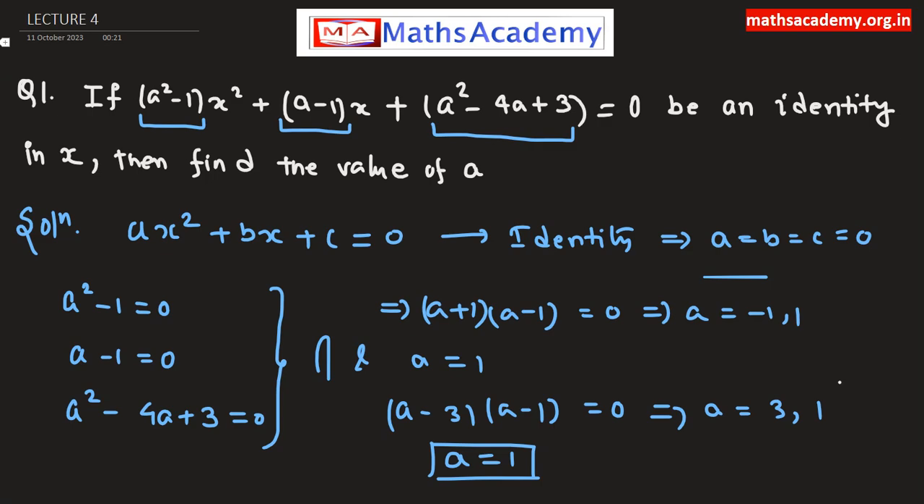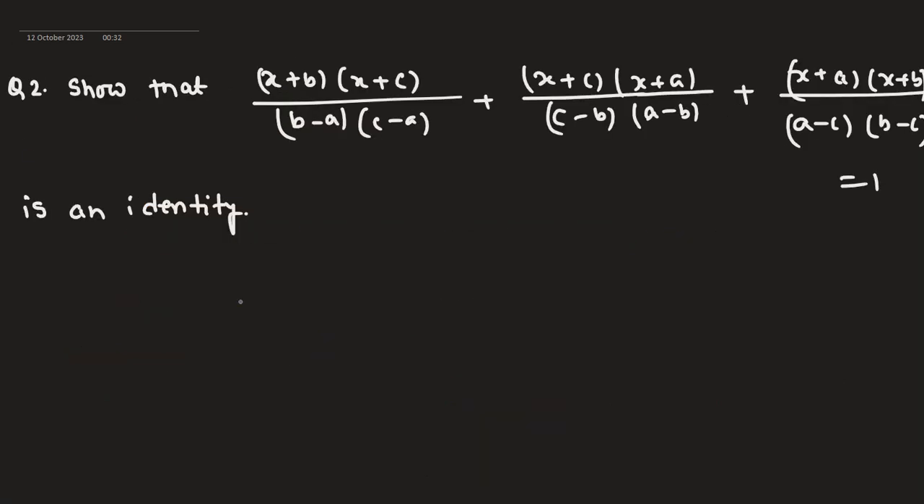Now going for the next question. This is one of the beautiful questions, and if you see this question, most of the students get confused about how to solve it. So first of all, it is given as an identity, and we have to verify that, or show that it is an identity.